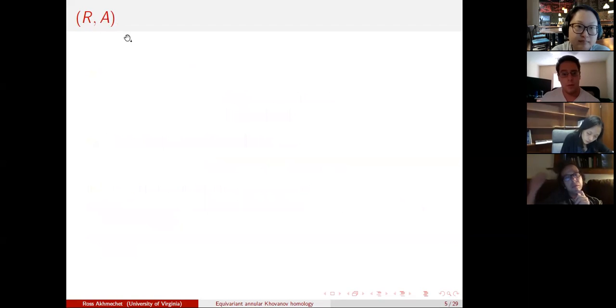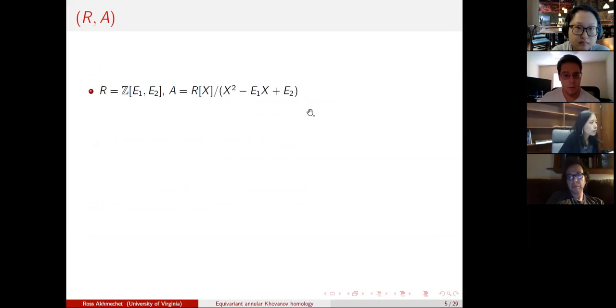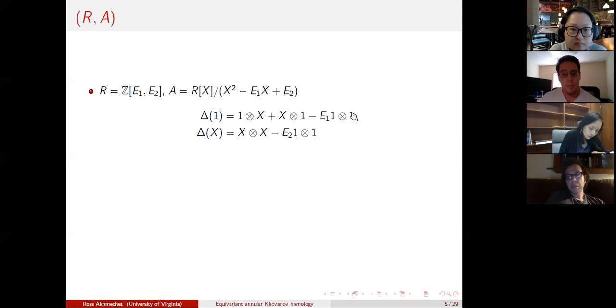So now this pair R, A, it's not going to be so important for us, but I want to say a few words about it anyway. The ground ring is this two variable polynomial ring, with variables E1 and E2. Here's the algebra: it's R[x] mod this quadratic polynomial, so you have this defining relation. And here's multiplication for anyone who's interested.